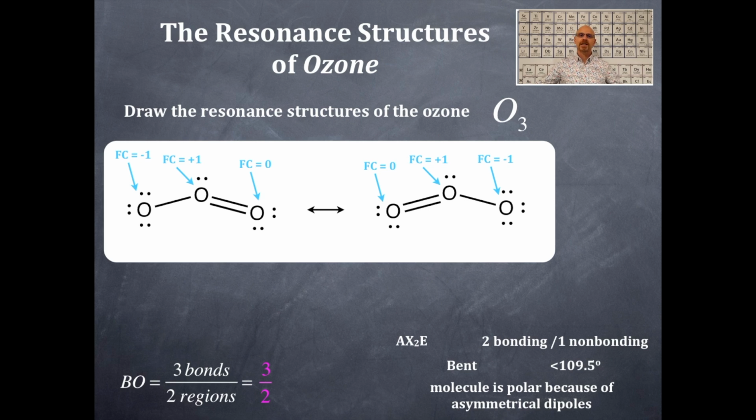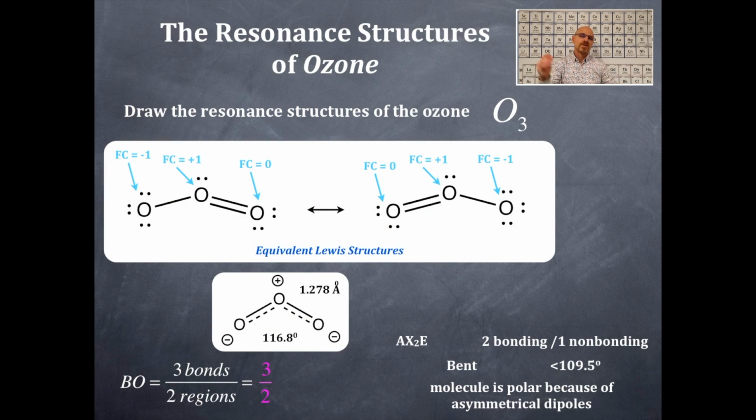Which one is the predominant? Which one has an octet? They both have octets. Which one has the most negative formal charge on the most electronegative element? They're all the same element, for goodness sake. So these are equivalent resonance structures. The formal charges are equivalent on all of these. Notice that the formal charges sum up to 0. That's why this molecule has no charge to it.